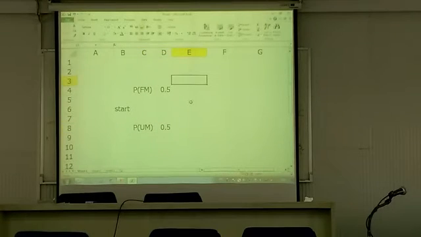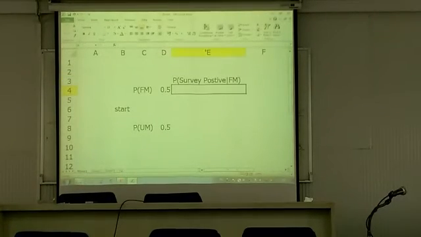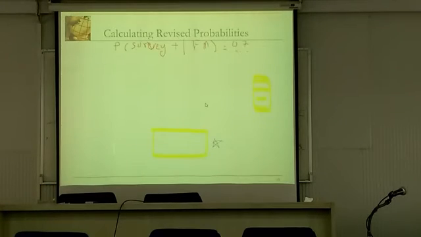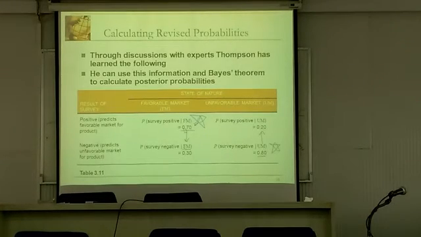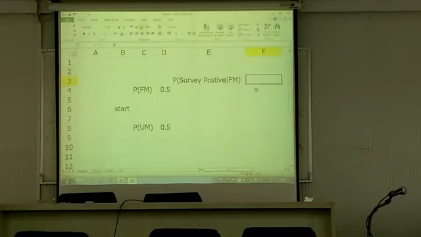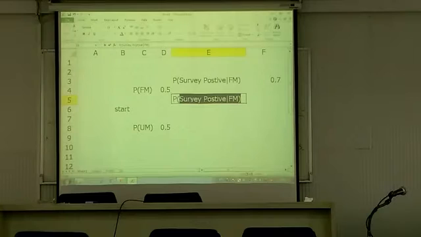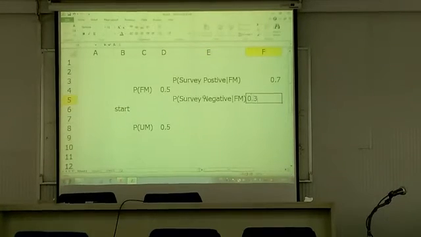And then you have 2 cases, right, which is the survey, survey positive, given FM, right? So you get this, and in the handout, that's equal to 0.7, correct? So it means that the probability that the survey will be negative, given the favorable market result is going to be equal to 0.3.